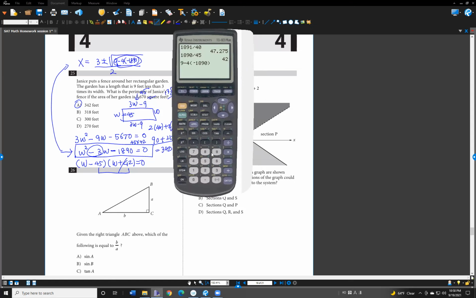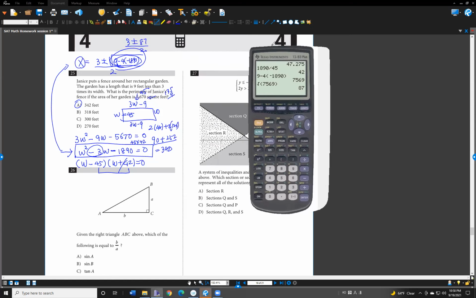Is it okay? That is how much? 7567. So you can try square root, what is it? 7569 equals how much? 87, right? This is 87. So 3 plus minus 87 over 2, isn't it? Minus is not working. That gives us negative dimensions. So positive dimensions are 3 plus 87 over 2. That is 90 over 2 equals 45. Okay. You can solve this way too.